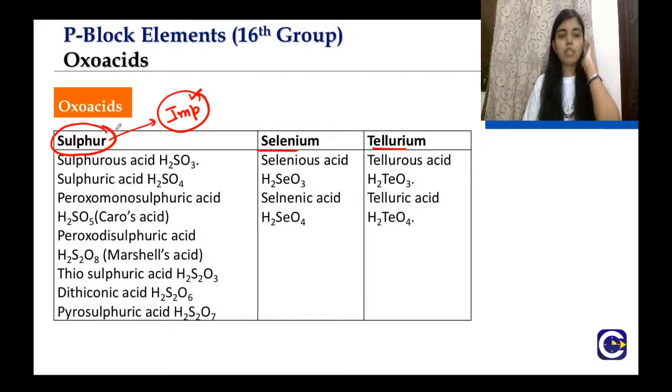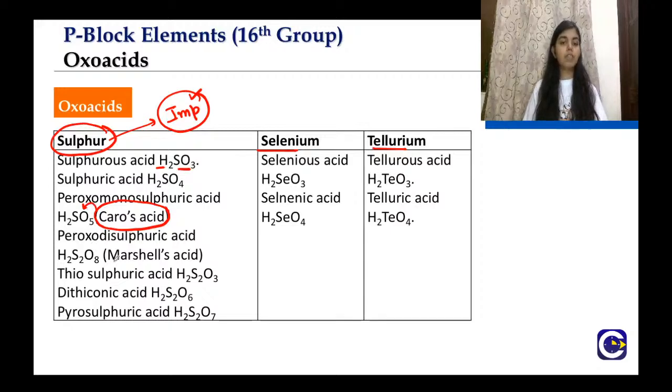Okay, so the first one is sulphurous acid, that is H2SO3. Next is the parent acid, sulphuric acid, H2SO4. Now this is very important. Peroxomonosulfuric acid, its common name is Caro's acid, right? So you have to remember the formula for Caro's acid by name. The chemical formula is H2SO5. It is known as Caro's acid.